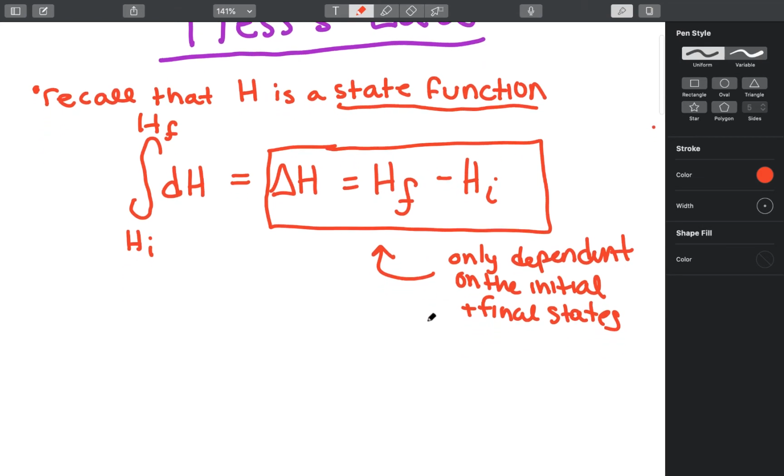So in other words, because enthalpy is a state function, it is path independent. So in other words, it does not matter how you get there. It only depends upon the initial and final states. So therefore, enthalpy is path independent. It does not matter how you get from the initial to the final state. It only depends on what the initial and final states are.